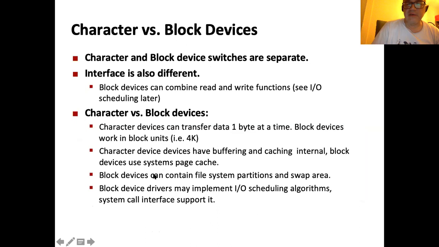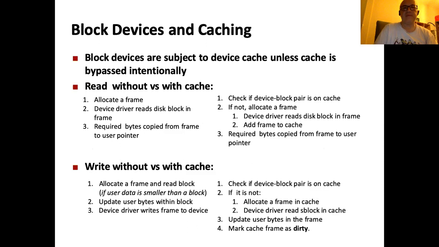So these are the summary of the differences: transfer unit, buffering, internal versus system-wide, file system partitions can be handled or not, or being subject to I/O scheduling algorithms. We are going to mention in the following slide. In character device, you send read in sequence. In block devices, you send an array of reads and writes combined.